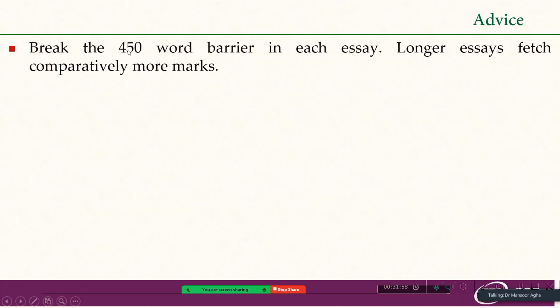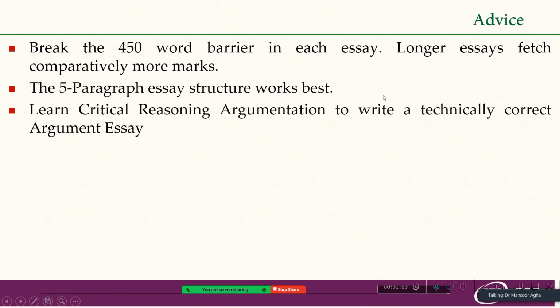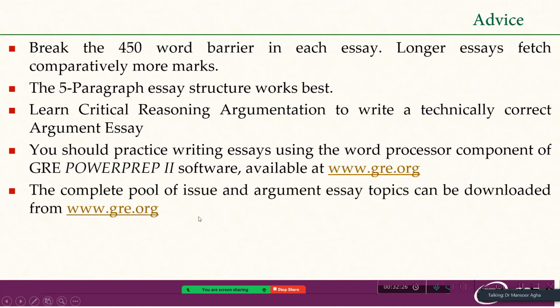Take care that you end up breaking the 450 word barrier in each essay. Longer essays have a tendency to fetch comparatively greater amount of marks because with a longer essay, you will be able to do justice to the requirements of the essay. A 5 paragraph structure works best, and you've got to learn critical reasoning argumentation skills in order to write a technically correct argument essay also. You can practice writing essays using the same word processor that is available on gre.org, and there's even a complete pool of various issue and argument essay topics which can be downloaded from gre.org.